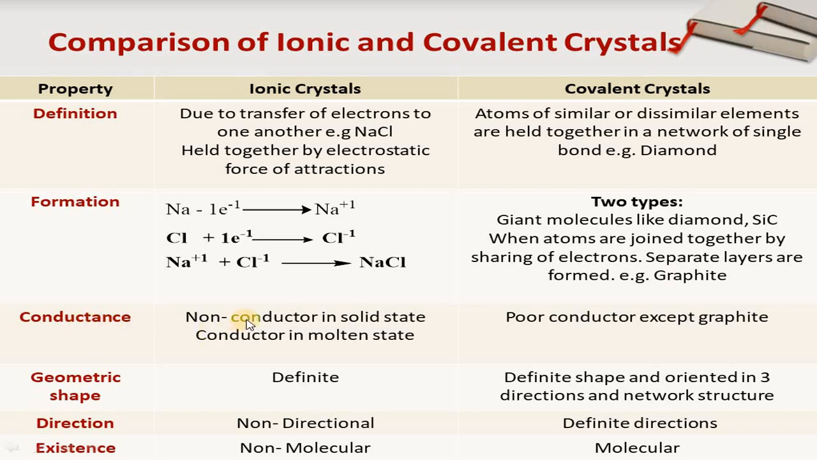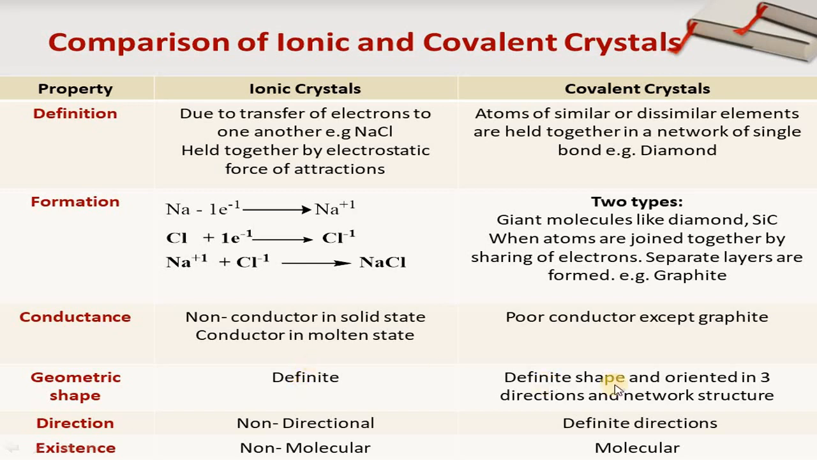The third property we have is conductance. Ionic crystals are non-conductors in their solid state, while they are conductors in molten state. Covalent crystals are poor conductors except graphite. And if you remember what we discussed in one of the properties of crystalline solids, isotropy, graphite is a conductor in one direction while it is a non-conductor in the other direction. The fourth property we have is geometric shape. Ionic crystals have a definite geometric shape.